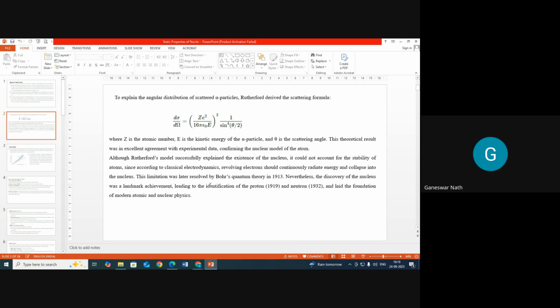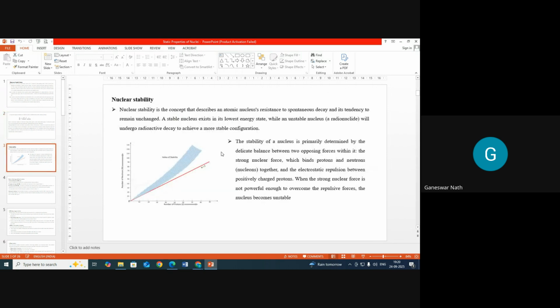After that, the discovery of the nucleus leads to different features of the nucleus, particularly the nuclear stability. In your basic classes, the stability of the nucleus describes how an atomic nucleus resists spontaneous decay and its tendency to remain unchanged. That means when radioactive elements are there, they may undergo spontaneous disintegrations, but stability is that factor which resists this spontaneous decay.